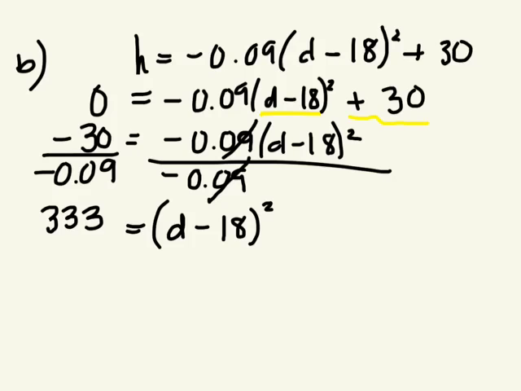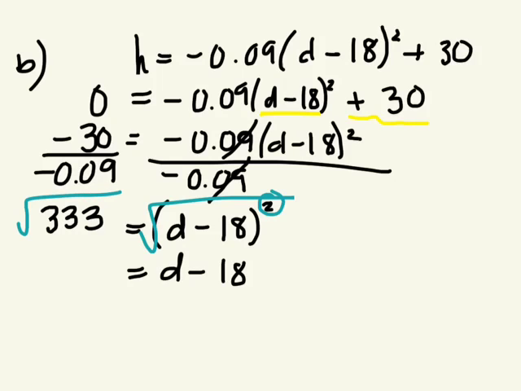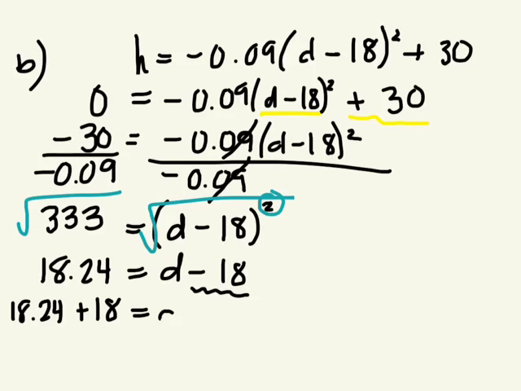How do I get rid of this? What's the opposite of squaring a number? Think of Pythagorean theorem. What do you do at the end? If I do square root, I've gotten rid of that square. So I'm just left with D minus 18. But what do I have to do on the left side? Square root. Let's round it to 18.24. Okay. Can I solve for D? What do I get rid of? How do I get rid of this minus 18? Add 18. 18.24 plus 18 equals D.